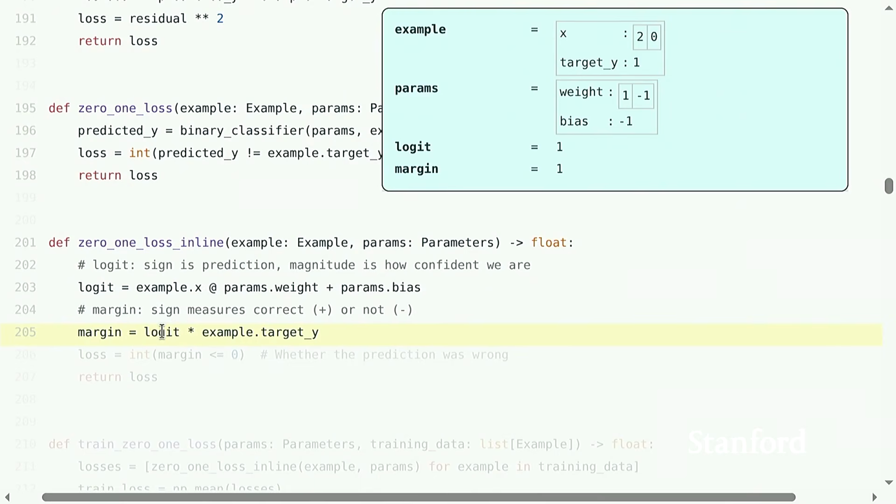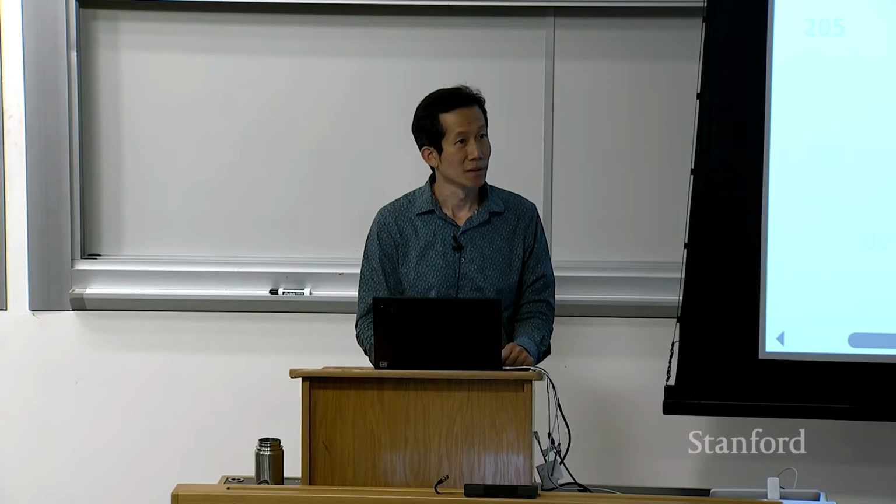If the logit is positive and the target is +1, then this will be positive. If the logit is negative and the target is -1, then this will also be positive. So regardless of what the label is, as long as the sign of the logit matches the target, I'm going to get +1. And if they have different signs, I'm going to get -1. This is a little bit of a shorthand trick, just to compress into one number something whose sign measures correctness.